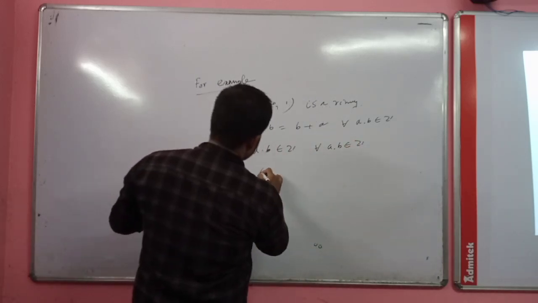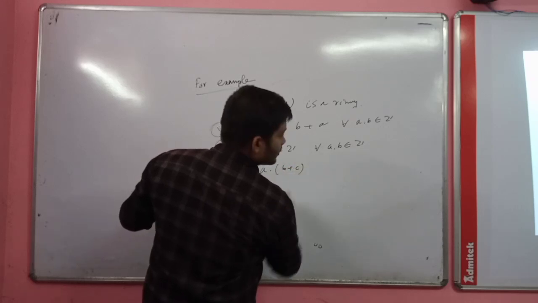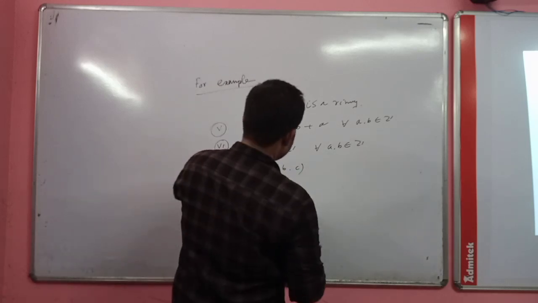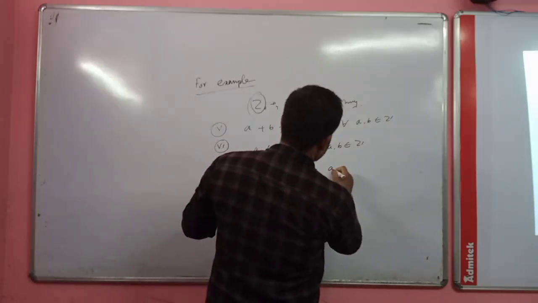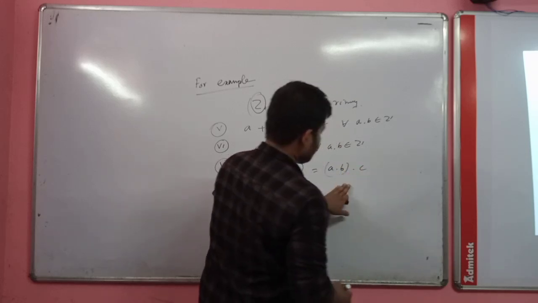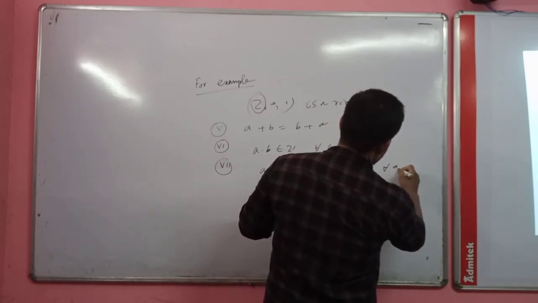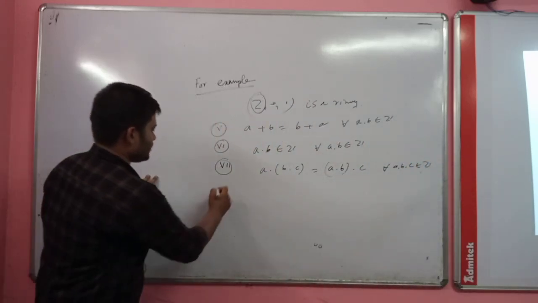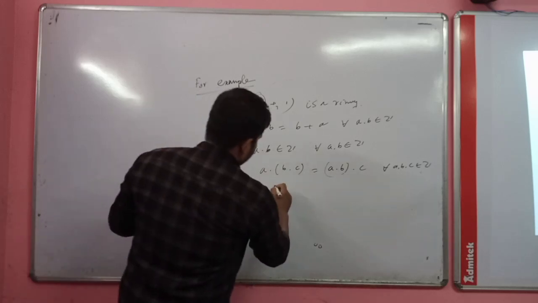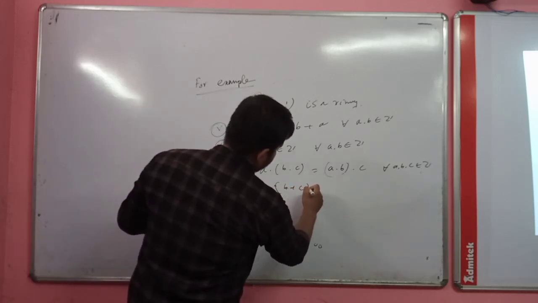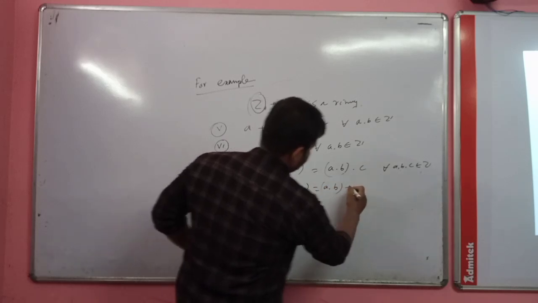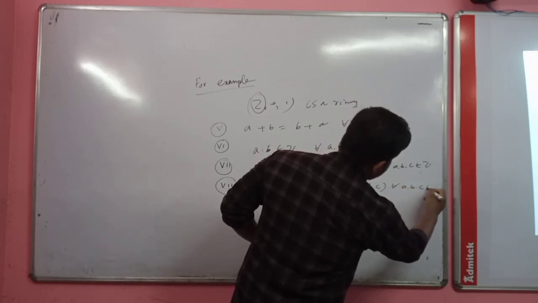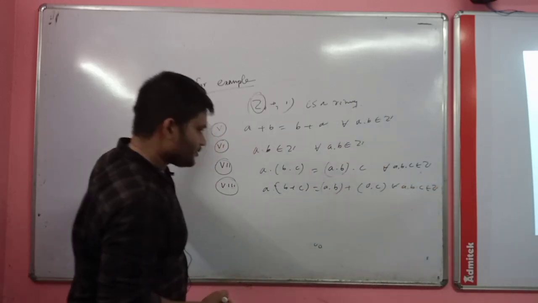7 নম্বর কন্ডিশন: a dot b dot c equals a dot b dot c, associativity for multiplication, for all a, b, c belongs to Z. Last: a dot b plus c equals a dot b plus a dot c for all a, b, c belongs to Z. All of the 8 conditions are satisfied.